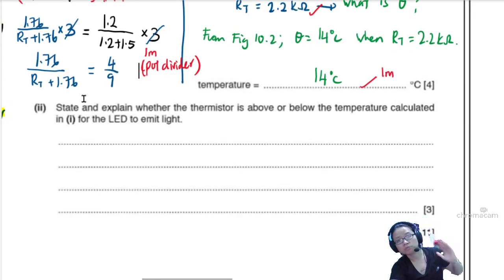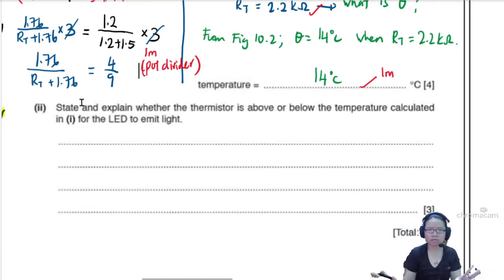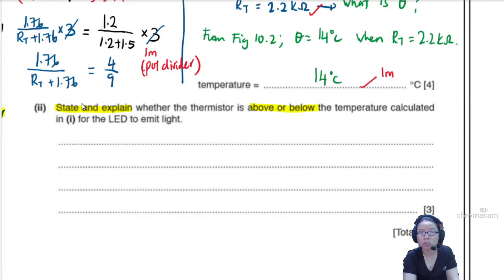So part 2, which is what you may be thinking: Okay, miss, I get it. It will change over when the temperature is 14 degrees Celsius. But will the LED emit light at temperatures above or below 14 degrees Celsius? This is part 2. State and explain whether the thermistor is above or below the 14 degrees Celsius for the LED to emit light. So will the LED turn on when it's hotter than 14 degrees Celsius, or when it's lower than 14 degrees Celsius?